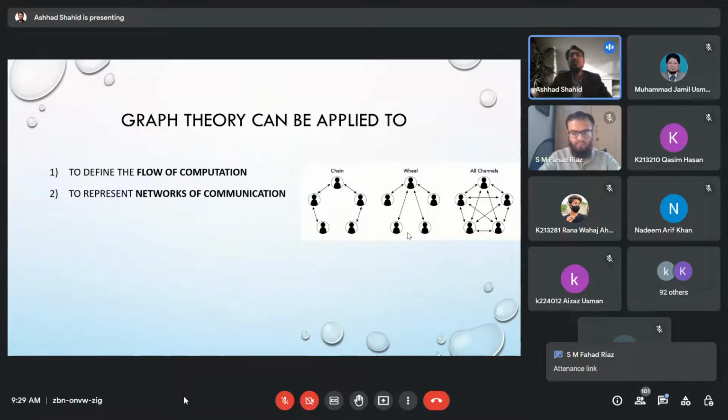So in this way, we have a network of communication either in a chain, in a wheel, or in an all-channel. Like in a circle of friends, we are following all channels of the network of communication. Like on WhatsApp, you have a friends group, and you have the admin over there, but still everyone can talk to anyone. Everyone is talking with each other and so on.